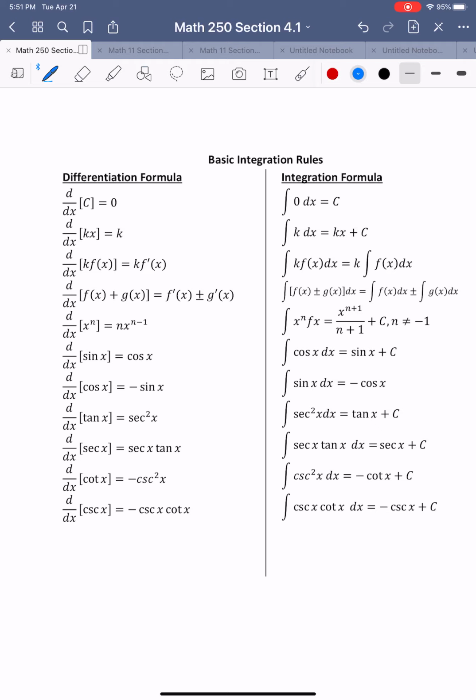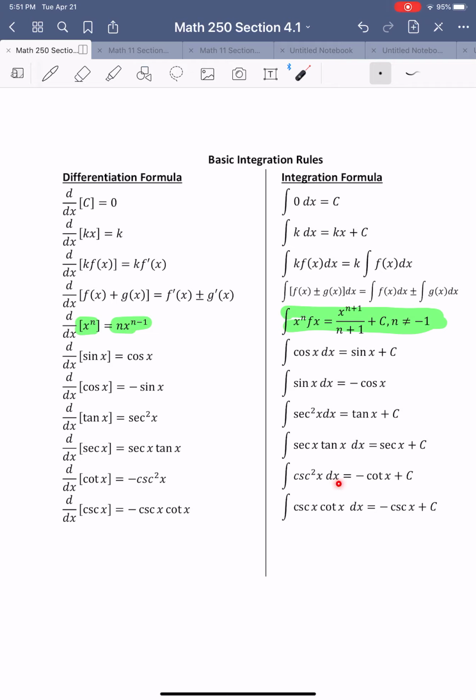And then the most important thing is this one. We use this a lot too, the power rule. Same as here too, right? But different form. We go back to the original, okay? And then the integral of cosine x dx is sine x plus c. The integral of sine x dx is negative cosine x plus c. The integral of secant squared x dx is tangent x plus c, and the integral of secant x tangent x dx is secant x plus c.